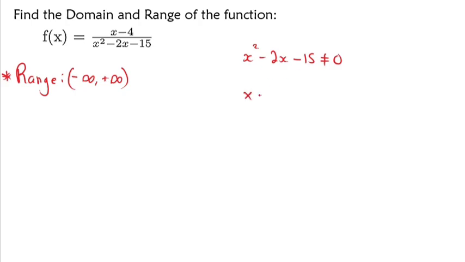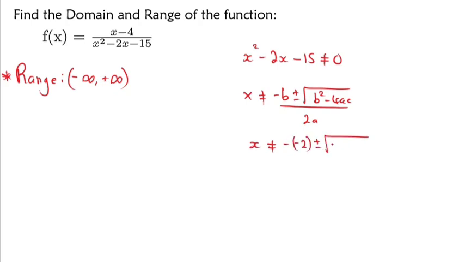So I'll say x is equal to negative b plus or minus the square root of b squared minus 4ac, over 2a. So x must not be these values. So x must not be negative negative 2, that's our b, plus or minus the square root of b squared, so that is 4, minus 4ac. Our a is 1, our c is negative 15. All this is over 2a.